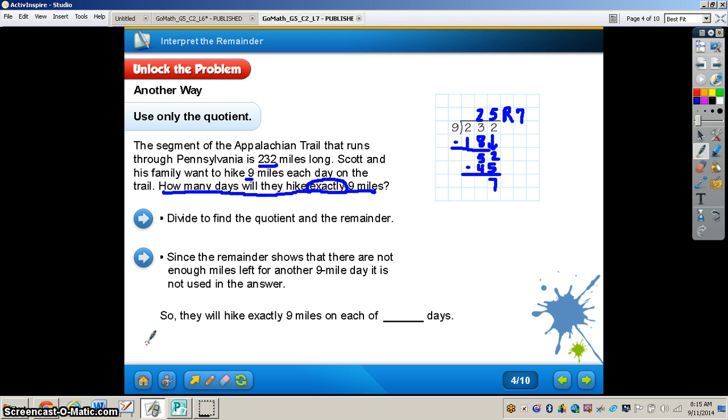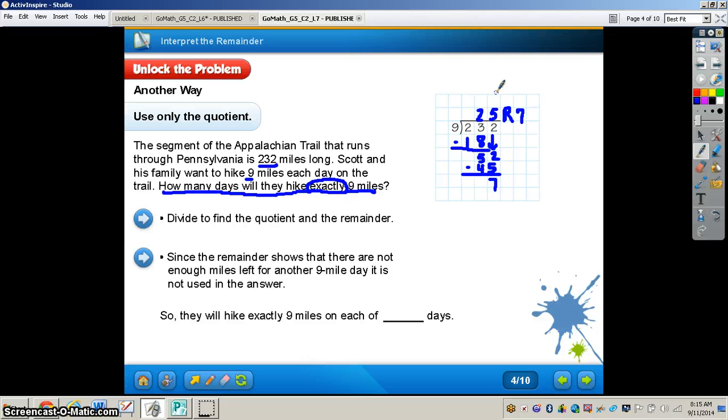Alright, now we can see that the remainder shows there are not enough miles left over for another 9-mile day. Okay, it is not used in the answer. Why is it not used in the answer? Because they're asking us how many days will they hike exactly 9 miles. Now, if they were asking us how many days will they hike, we would need to include that remainder and make it 26 days, for example. Okay, if they were asking a question of that sort.